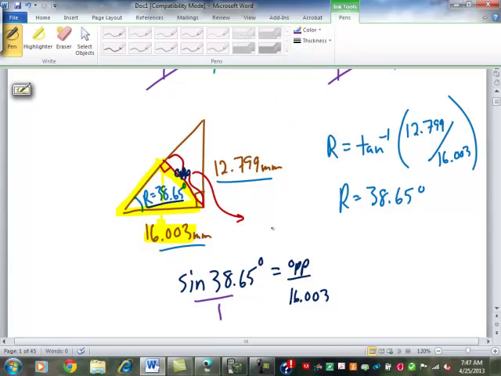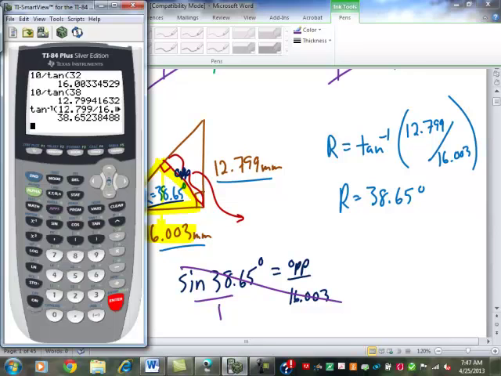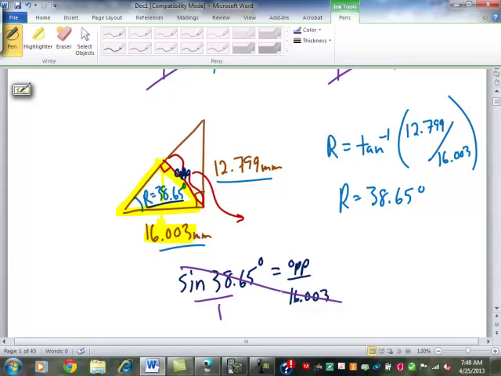So we'll put this over 1 and cross multiply and divide. Sine of 38.65, remember to close your parentheses, times 16.003 divided by 1. Of course, you don't really need to divide by 1. Equals 9.995. Why do you want that length there? Good question.